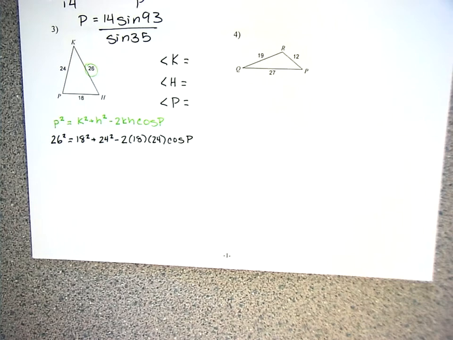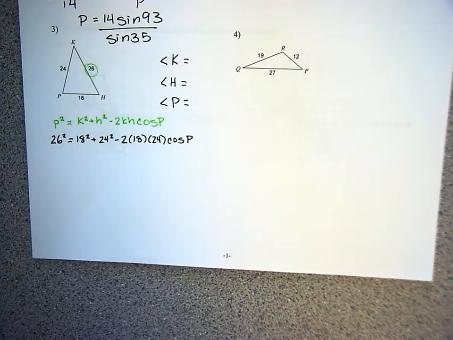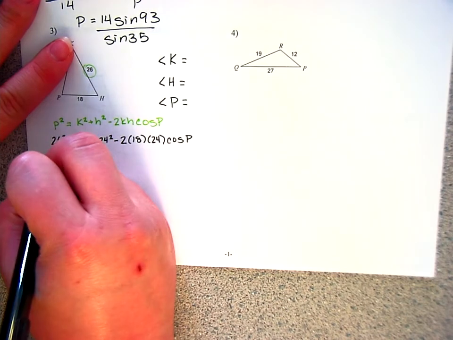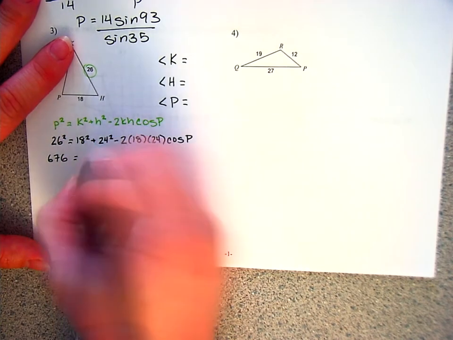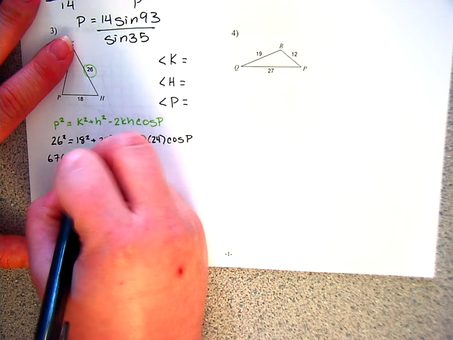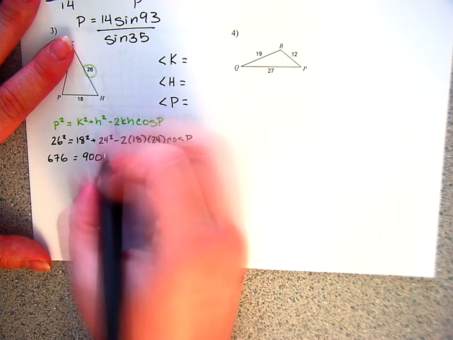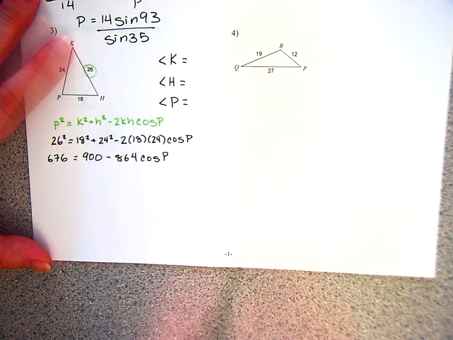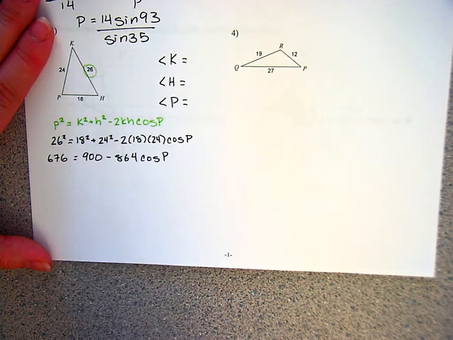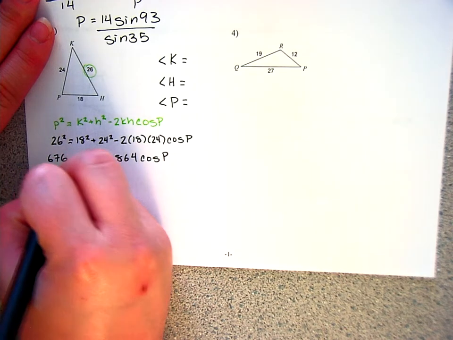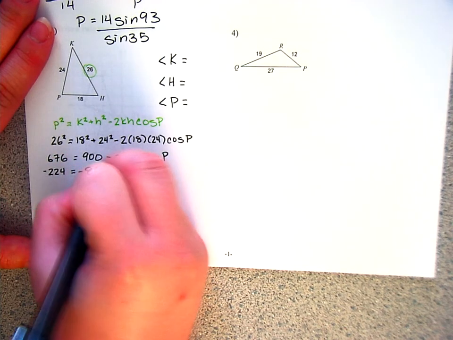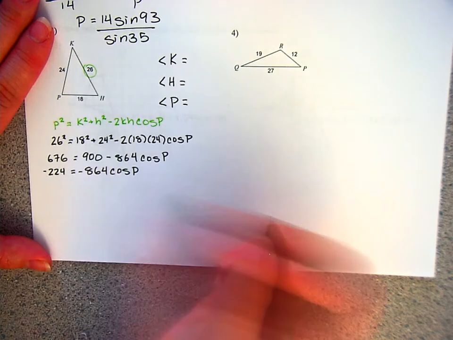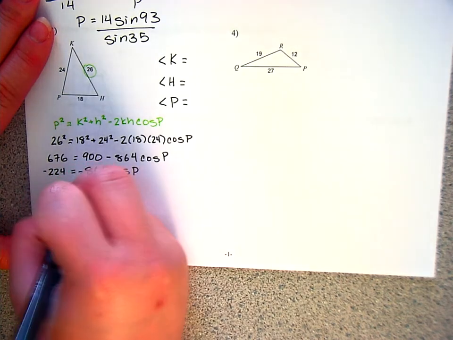So my next step is to do my squaring and multiplying. So 26 squared is 676. 18 squared plus 24 squared is 900. And then 2 times 18 times 24 is 864, and that's times cosine P. I'm going to subtract 900 on both sides. So negative 224 equals negative 864 times cosine P. I'm going to divide by negative 864. So cosine P is equal to 224 divided by 864.